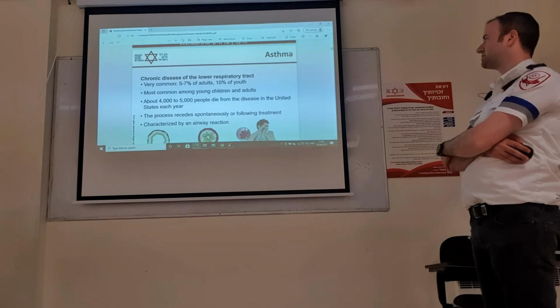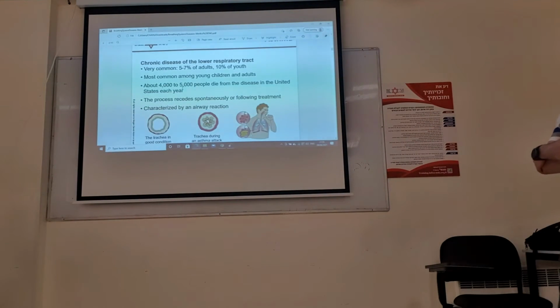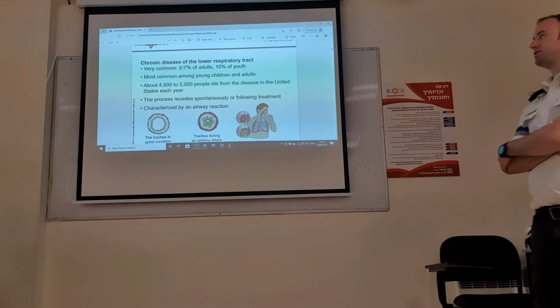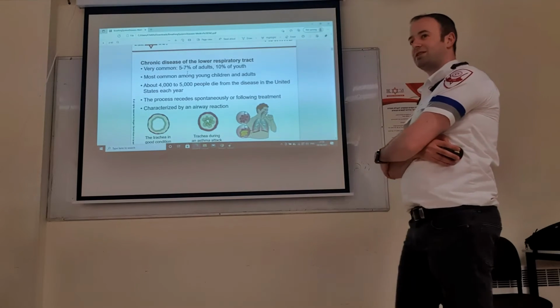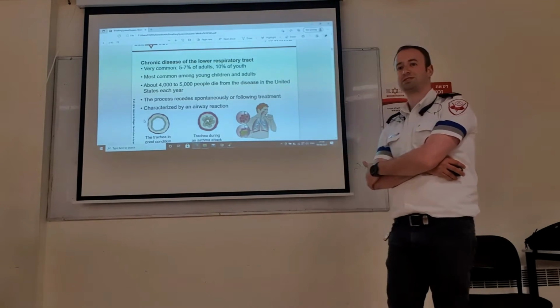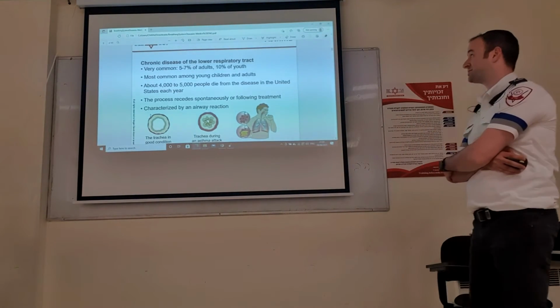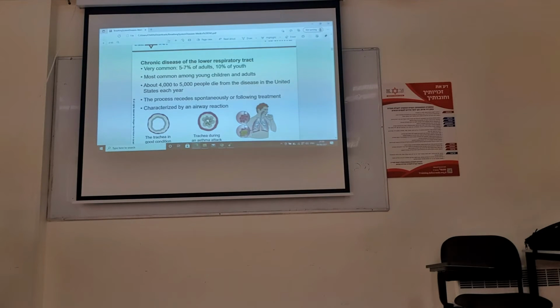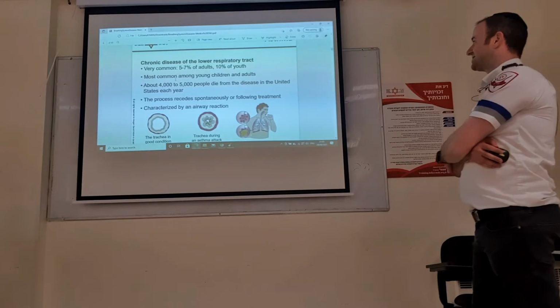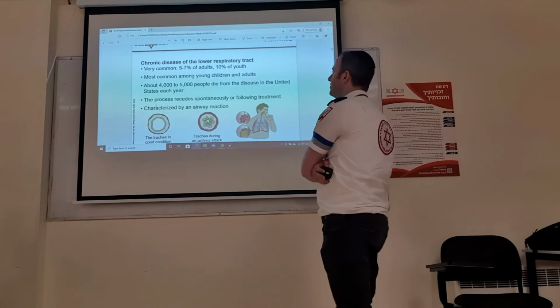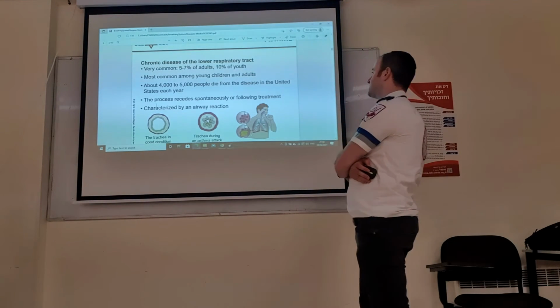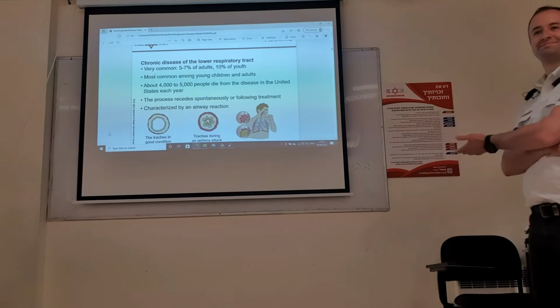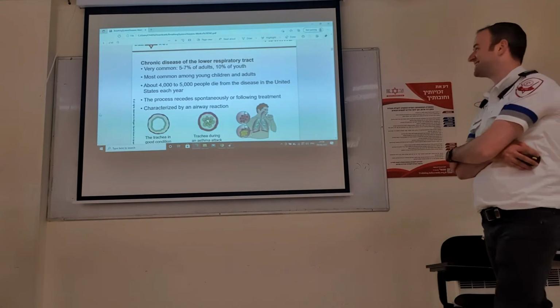Asthma, a chronic disease of the lower respiratory tract, very common. 5 to 7% of adults. What does that mean? Anyone have an explanation? 6% of adults, 10% of youth. Most common among young children and adults. What other ages are there? I'm not sure.